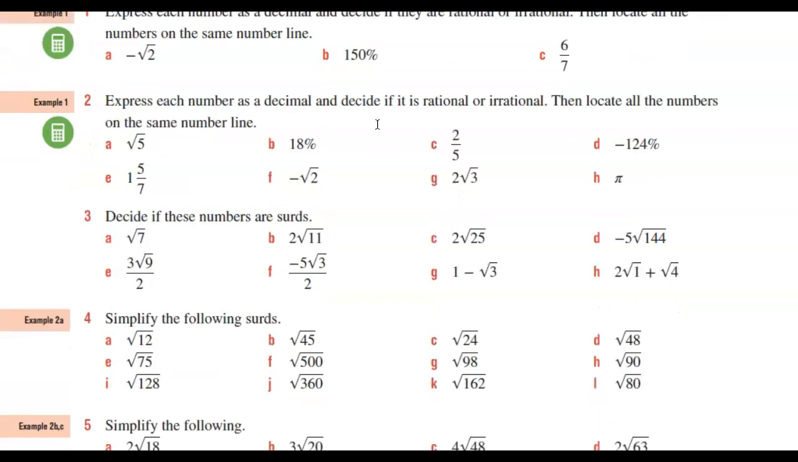Express each number as a decimal and decide if it's rational or irrational, then locate all the numbers on the number line. I think you'll be able to do that.